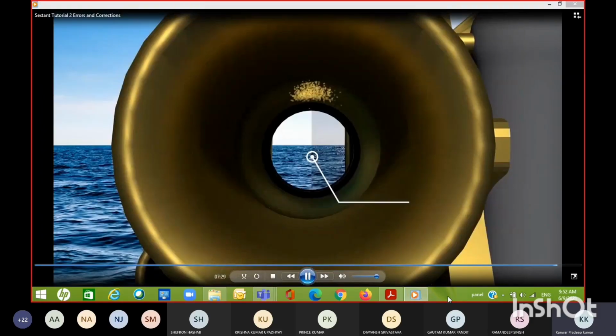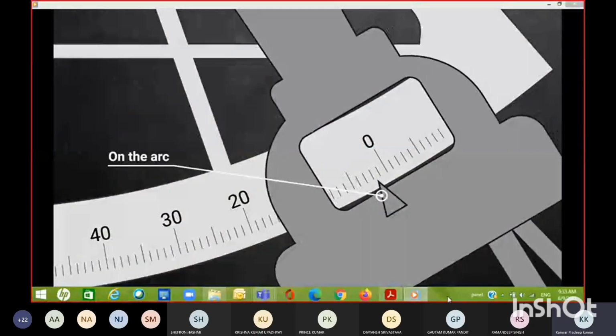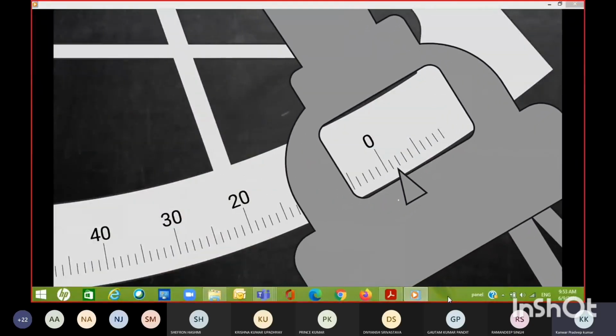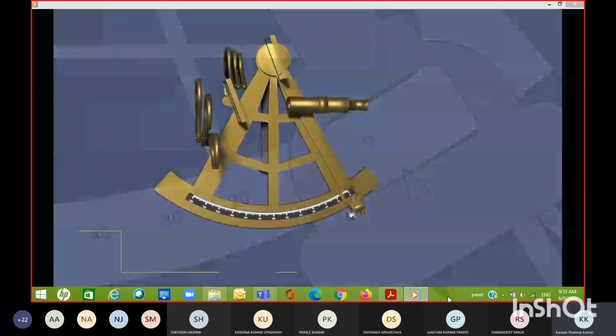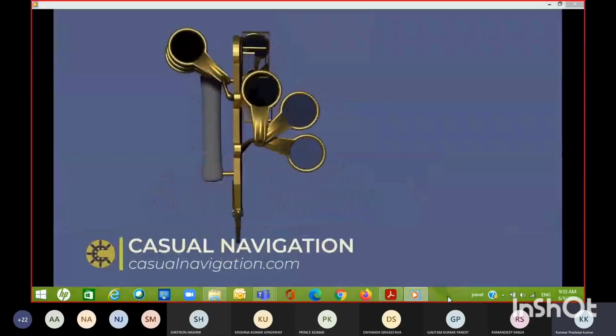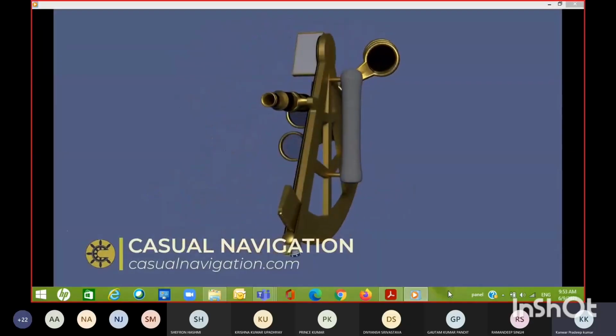arc, you label it on the arc, and it needs to be subtracted from all the measurements to make them true. Likewise, if the error is off the arc, you label it such, and it needs to be added to all measurements to make them true. So theoretically, you've now got a sextant with all errors eliminated and are ready to start taking sights. In the next video, I'm going to show you how.